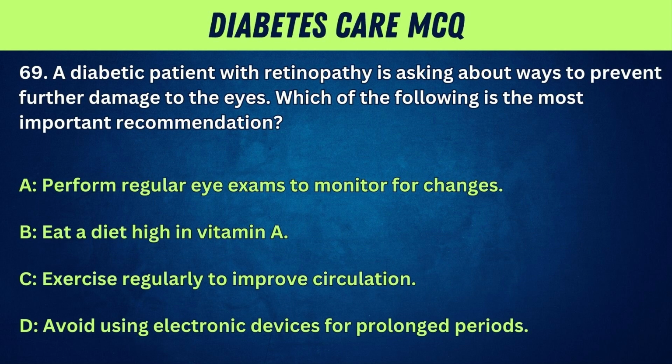69. A diabetic patient with retinopathy is asking about ways to prevent further damage to the eyes. Which of the following is the most important recommendation? A. Perform regular eye exams to monitor for changes. B.